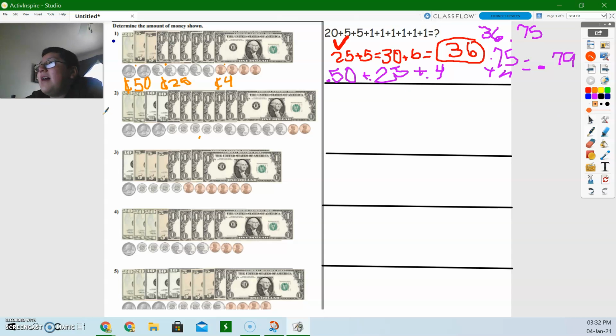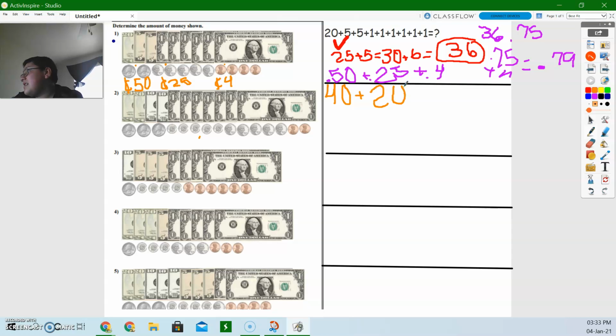So we have $2 of 20, $2 of 10, and 1, 2, 3, 4, 5, 6, $7 of 1. So now we're going to solve for those. So 20 plus 20 is 40. There we go, 40. 10 plus 10 is 20. Ooh, give me a second.